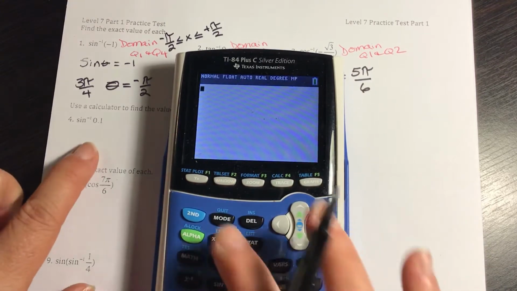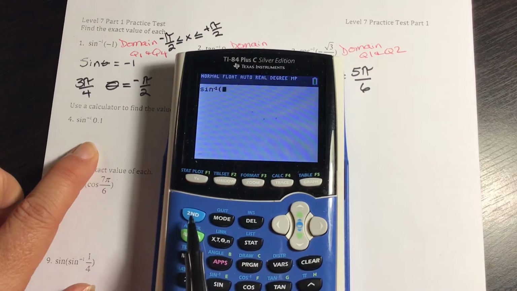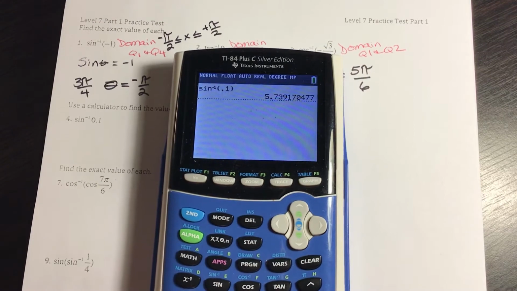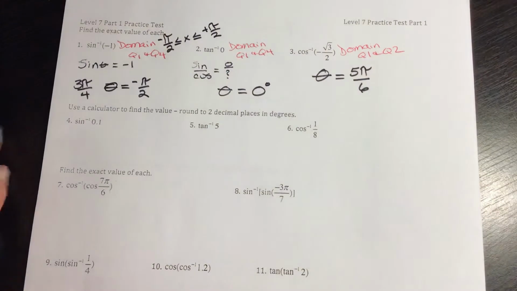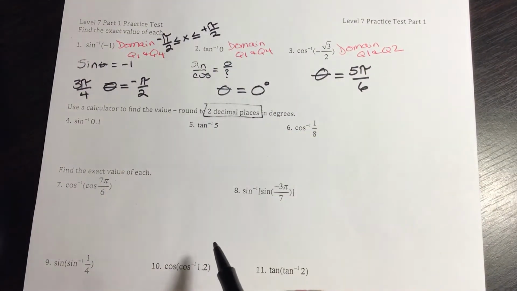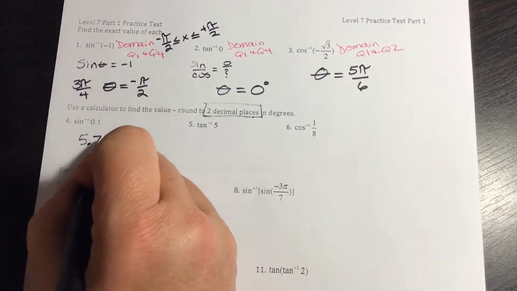And I'm just going to do inverse sine. Okay, and on a calculator it would be the second button and then the sine function, because right above sine it says inverse sine, and I'm just going to type in 0.1. And that angle is 5.739, which is 5.74, 2 decimal places. Some of you need to make sure that you're rounding accurately. So this is 5.74.